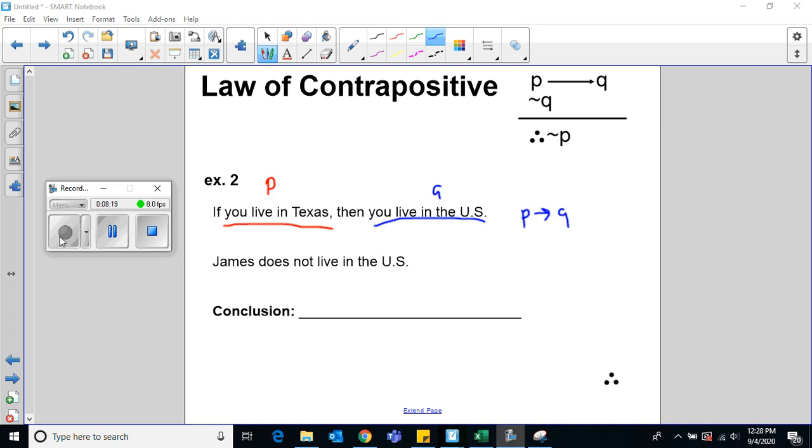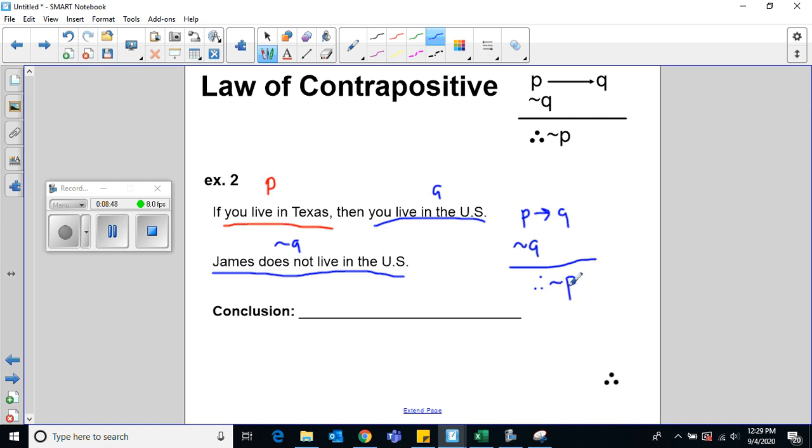So now, James does not live in the U.S. So something about living in the U.S. is Q, but it's the opposite of that. So again, this one is not Q. And that's how we'll diagram it. And because it's not Q, it matches what we see in the law. So we know the conclusion has to be therefore not P, or the opposite of P.